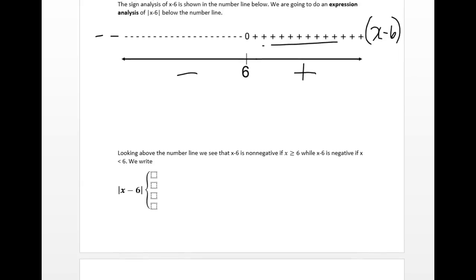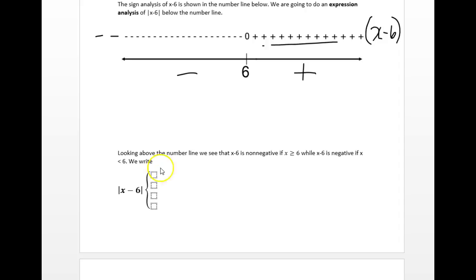Then it says look at the above line, and we see that x minus 6 is non-negative if x is greater than or equal to 6, while x minus 6 is negative if x is less than 6. All they're saying is the positive side is to the right of 6 and the negative side is to the left of 6. And so we can write this in the form we just talked about.